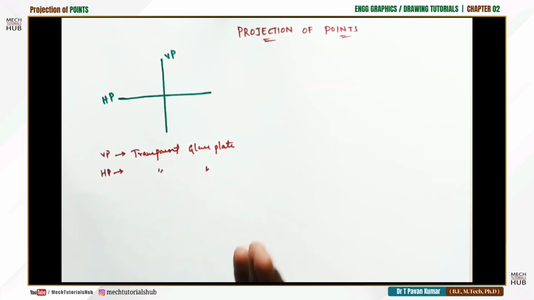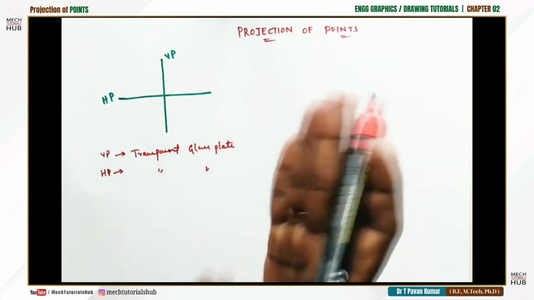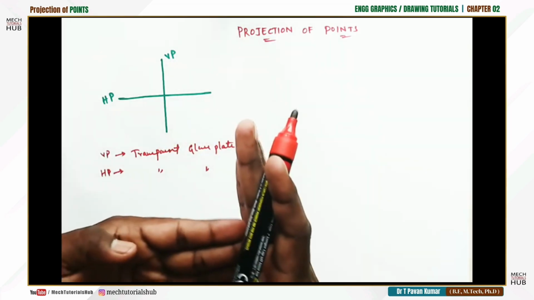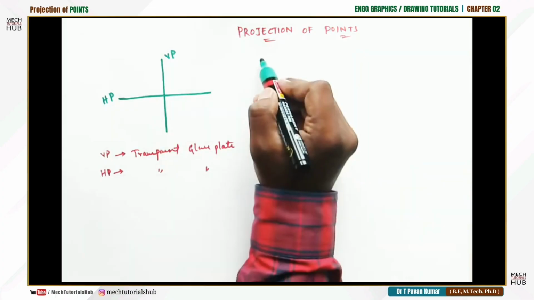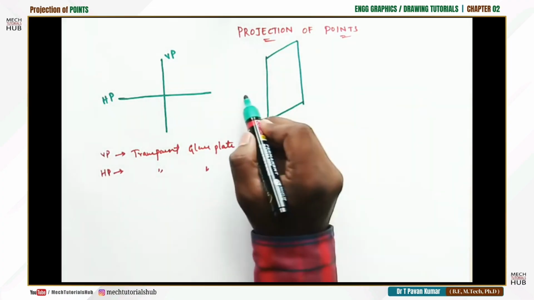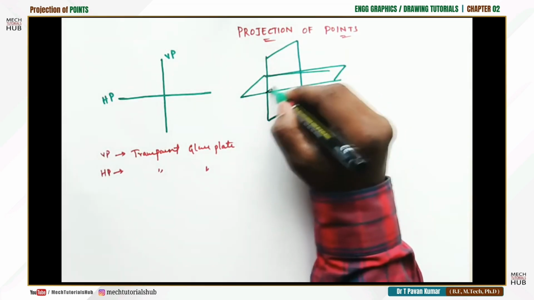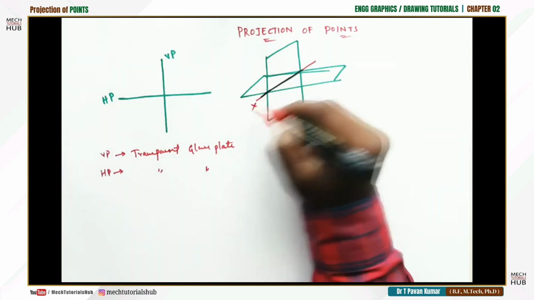Fine. Now both of these are intersecting with each other. For example, this is the vertical plane, this is the horizontal plane. Both are intersecting, penetrating inside the other. They are crossing each other. I'll make a 3D view of the planes. The vertical plane will look something like this. Similarly, a horizontal plane will look something like this. The intersection of these two will give you the XY line.